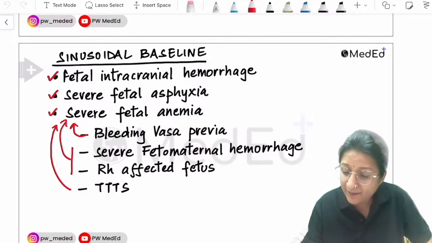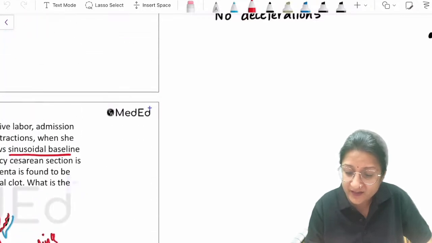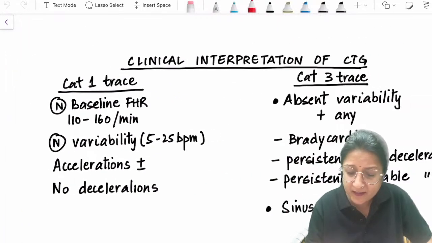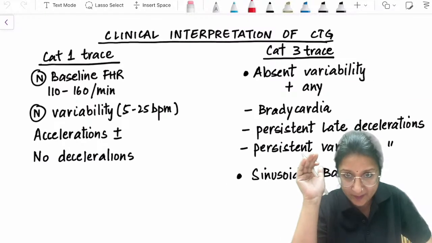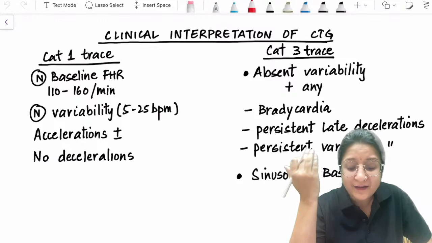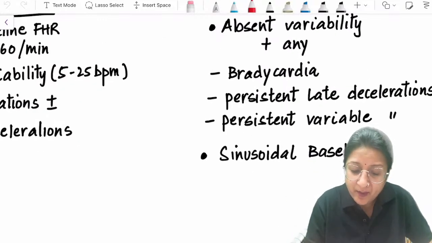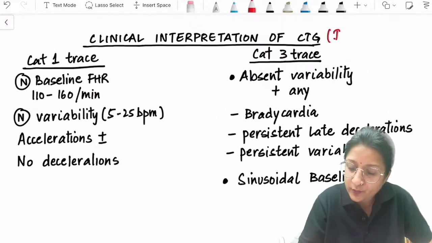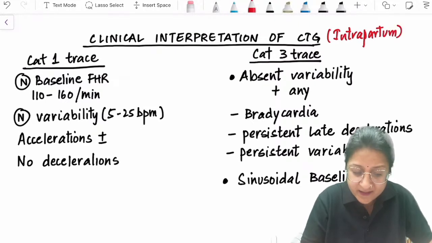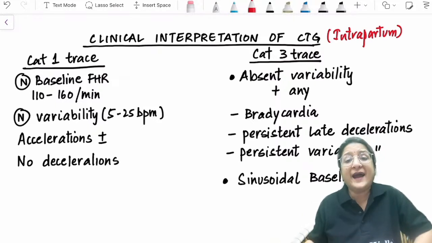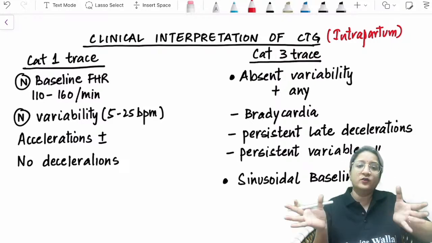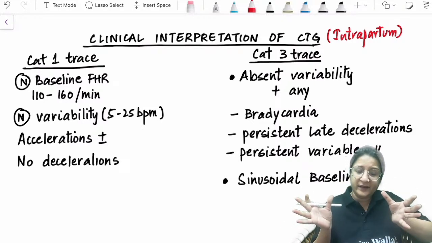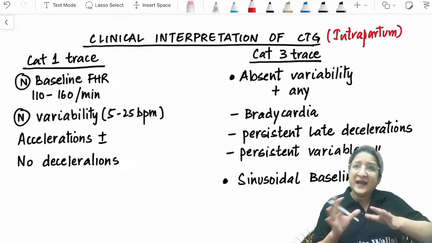Now, quickly revising for your INICET, clinical interpretation of CTG tracing during labor. We're talking about intrapartum clinical interpretation, so during the course of labor while we are using CTG monitoring. A category 1 trace is something which is absolutely normal: baseline 110 to 160, normal beat-to-beat variability 5 to 25 beats per minute.